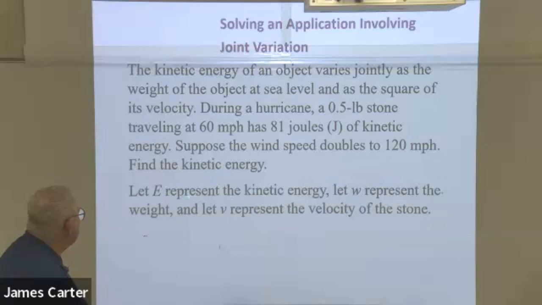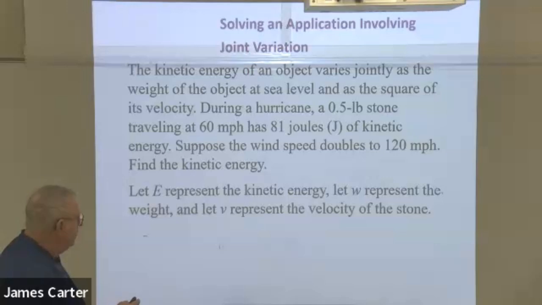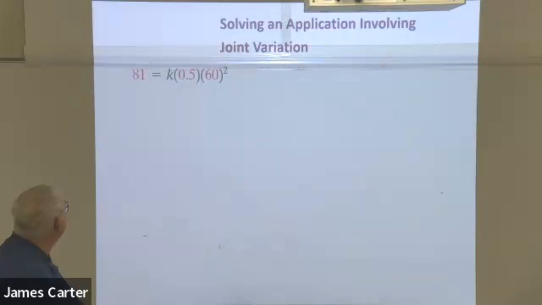E is the energy, W is the weight, V is the velocity. So we have three different variables, so we have joint variation. Okay, there's our formula. Here's the substitution. The arithmetic, 60 squared, just bring down the 0.5, multiply those two together, half of that is this.